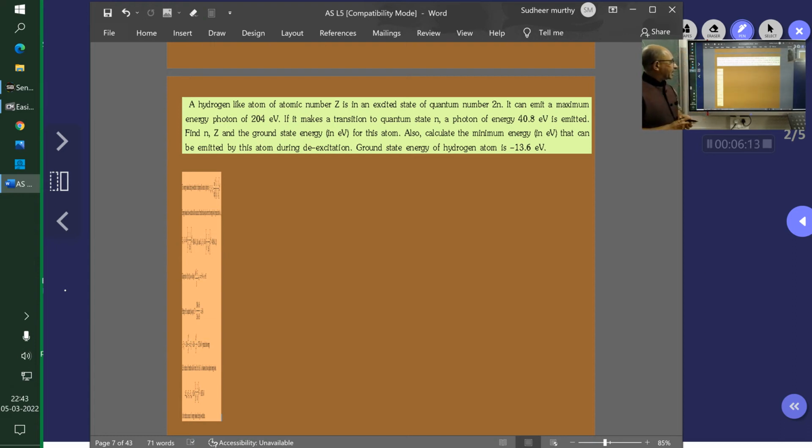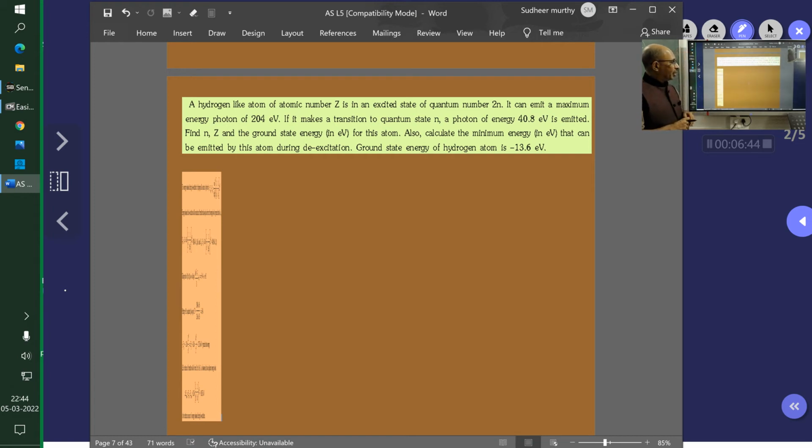And the second data that they have given us is that it makes a transition to quantum state n, that is from 2n to n, and in the process a photon of energy 40.8 electron volt is emitted. This is the second data that is given. And then we are asked to find out n, Z, and the ground state energy level, and also to calculate the minimum energy in electron volts that can be emitted by the atom during de-excitation.